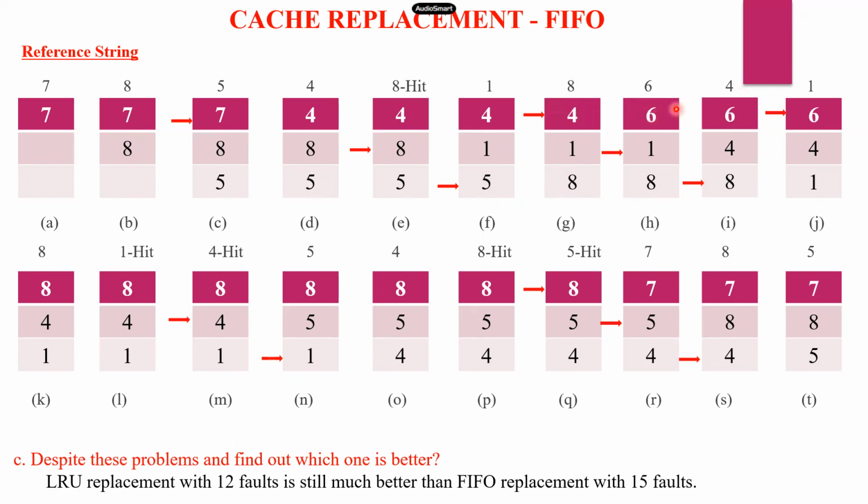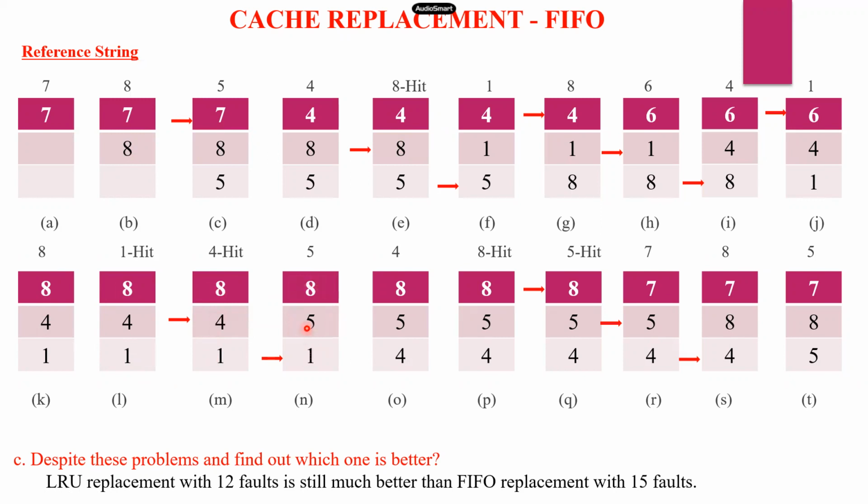Then again 4 is not in the page frame. So instead of 1, 4 will be placed. Again the page frame is filled. 1 is not available in the cache memory. So instead of 8, 1 will be filled. Again 8 comes. Instead of 6, 8 will be placed. Then 1 is available, hit. Then 4 also available, hit. Again 5, that is not available in the page frame. Instead of 4, 5 will be placed.